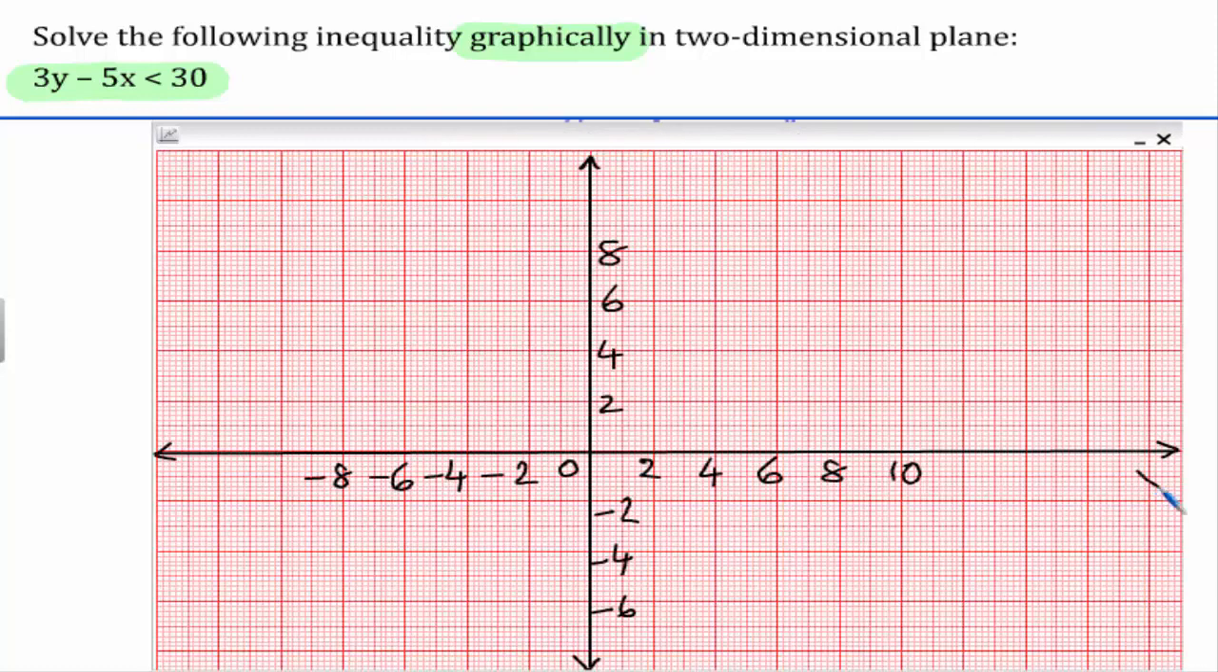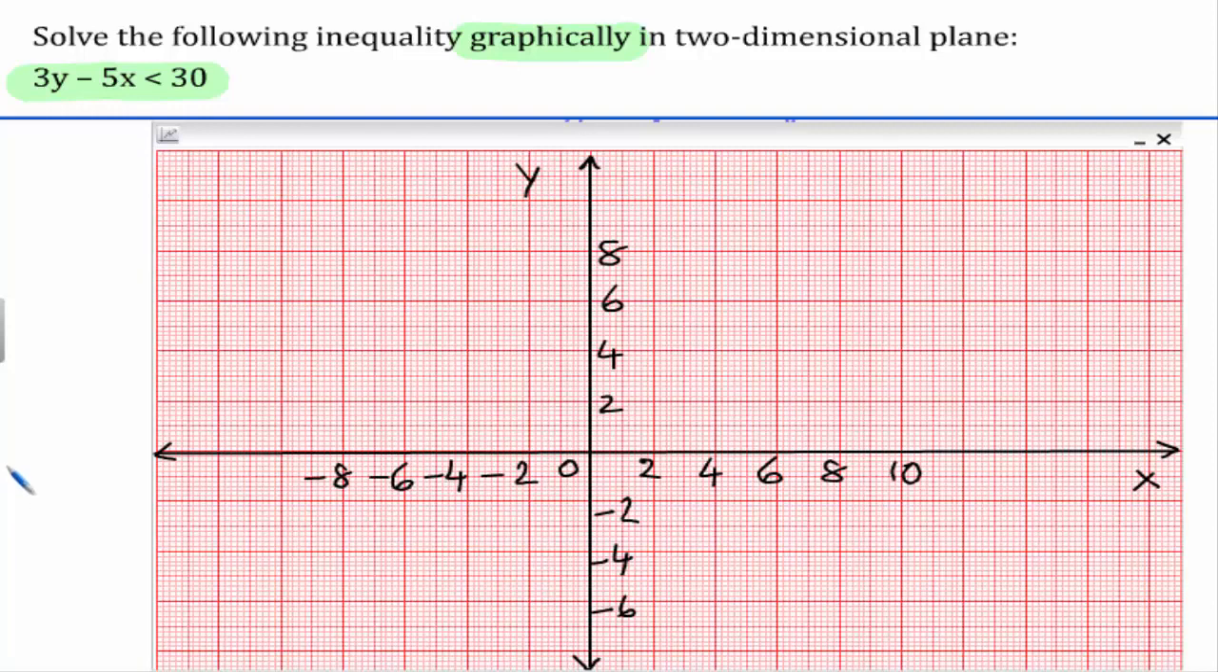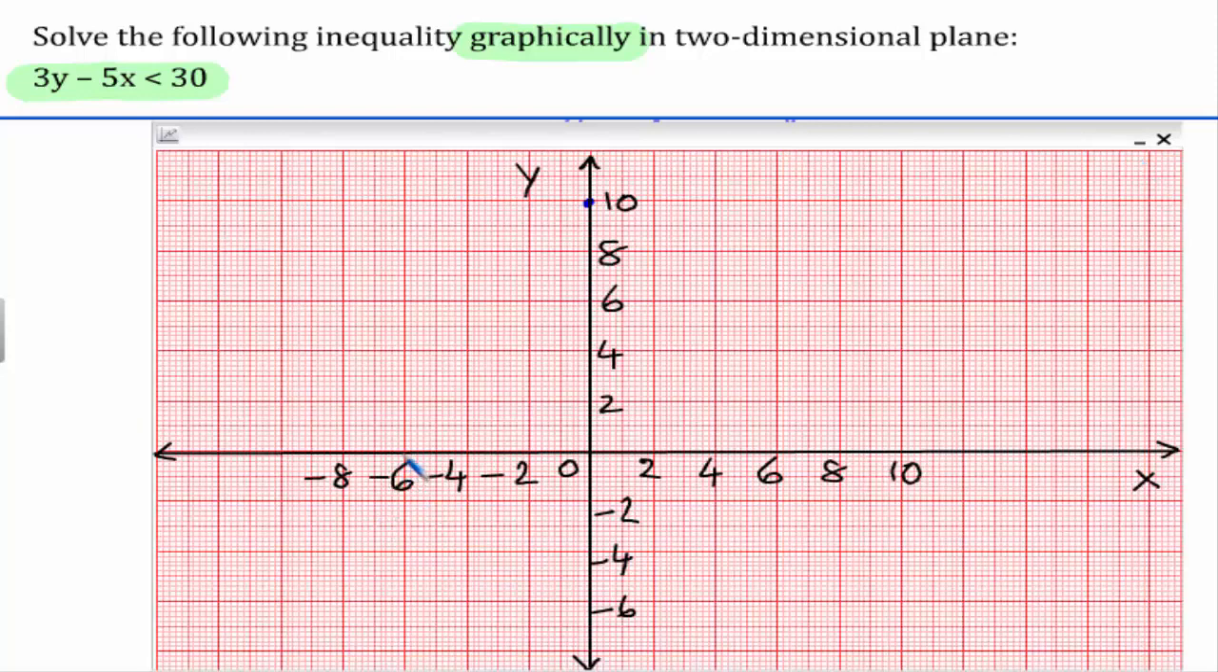Now here is the x-axis and here is the y-axis. Now the points are (0, 10). (0, 10) will be here. Let us write 10 here. Here is (0, 10). Next is (-6, 0). (-6, 0) will be here. Now let us join these 2 points and get the line. But remember, here is only less than symbol, therefore we need to draw the dotted line.